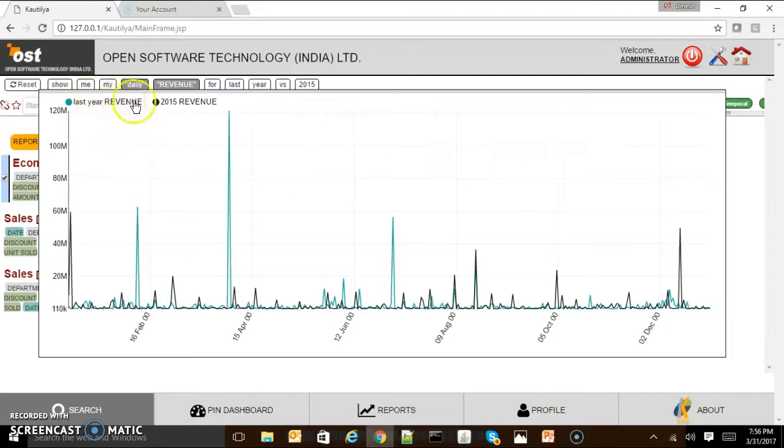I can see I have last year revenue and 2015 revenue, and now I get revenue on a daily basis for both the years. I can see some of the days, for example, here I have last year revenue for 12th of March is so much higher than this year. However, just a day before that, my revenue is much lower than that of 2015. So I can actually do a lot of root cause analysis right here.